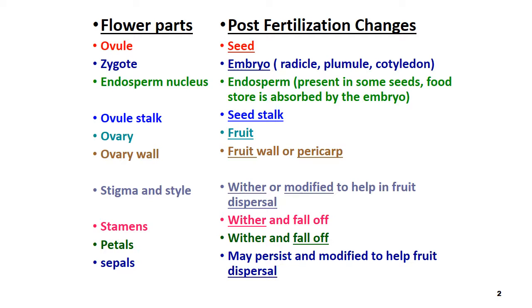And then the fourth structure is the ovule stalk. Ovule stalk is the seed stalk. The ovary, the whole ovary will form the fruits itself. The ovary wall is a fruit wall, or sometimes another bigger term is called pericarp.